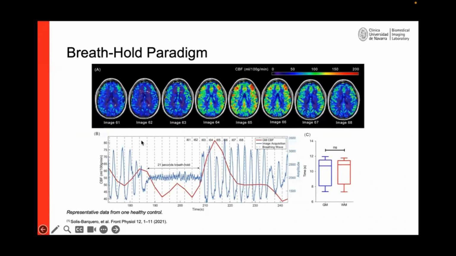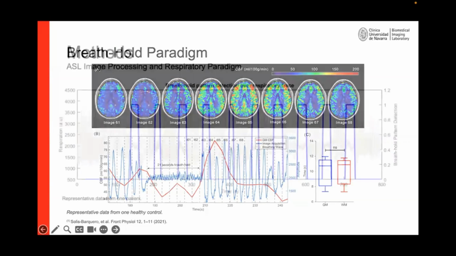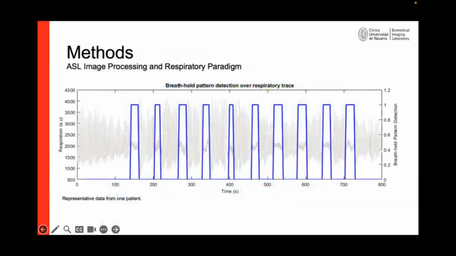In the top row, we can see the continuous CBF maps while the patient was doing a breath hold. And there is an actual increase in the CBF a few seconds after the end of the breath hold. In this research, we saw that 21 seconds breath hold was enough to cause an increase in the CBF, especially in gray matter. So what we did for this project was an adaptation of this respiratory paradigm.